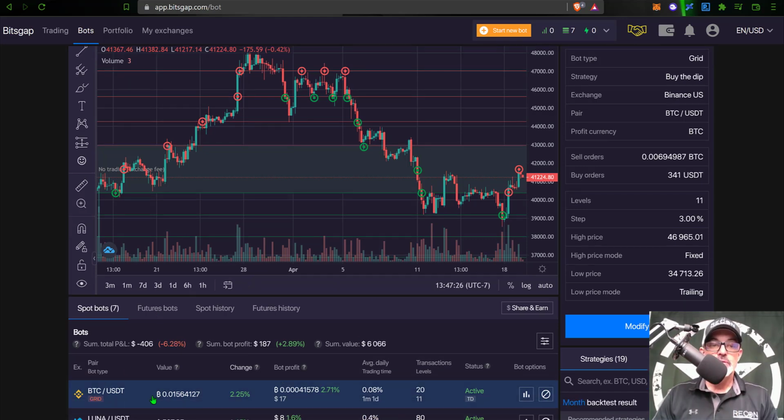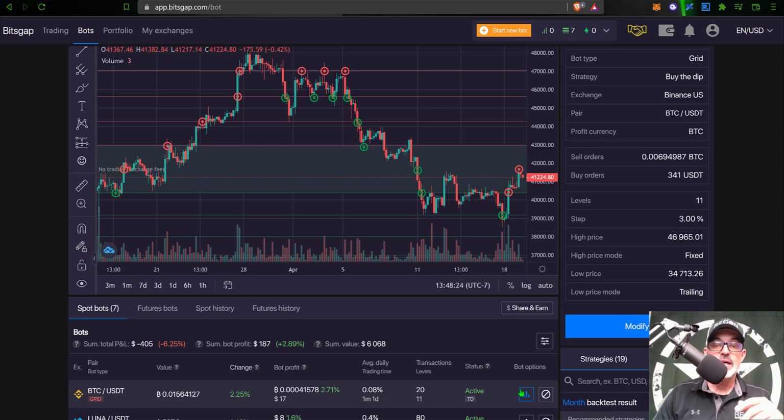Now, if you take a look down here at the bottom of the screen, you can see my BTC USDT grid bot is currently up approximately 2.25% with bot profit of 2.71%. So what that basically means, had I not deployed the grid bot and just bought and held, I'd actually be down. The only reason I am currently up is because of the grid bot profit for this particular grid bot. And then the average daily return for this grid bot is only 0.08%, so that is not really meeting my expectations as far as a daily return. And you can see I've had this grid bot deployed for 1 month and 1 day.